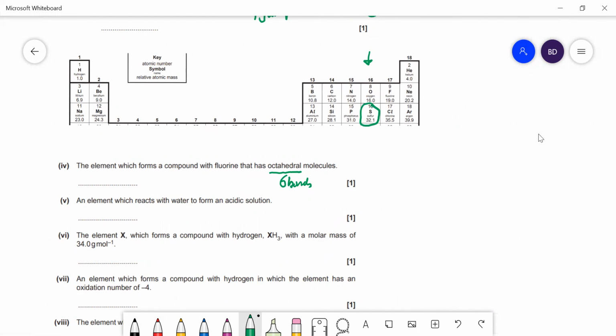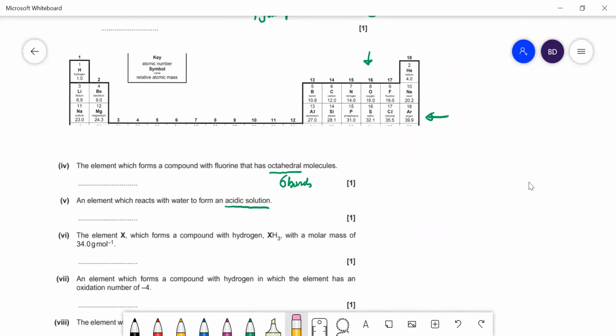Now, oxygen can only form 2 bonds, even though it's got 6 electrons. It's not allowed to have more than 8 in its outer shell. Sulfur can, because that's in period 3. Okay, so there's room for more than 8 electrons. An element which reacts with water to form an acidic solution, right? So this is a bit strange.